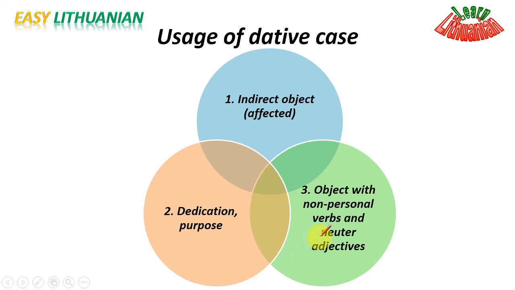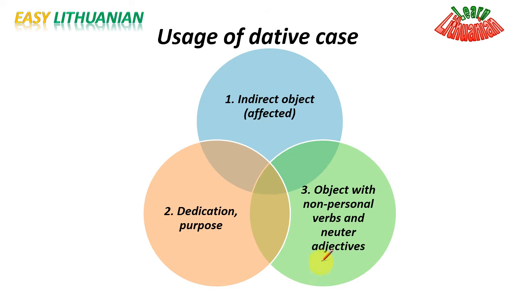And neuter adjectives, what is it? As I always say, if you watch my other videos, neuter adjective, for example, gražu, it is nice. Just like gražus, masculine, nice, graži, feminine, nice, and gražu, it is nice. So neuter adjectives always mean it is something. So it is nice here, for example. Čia gražu, it is nice here.